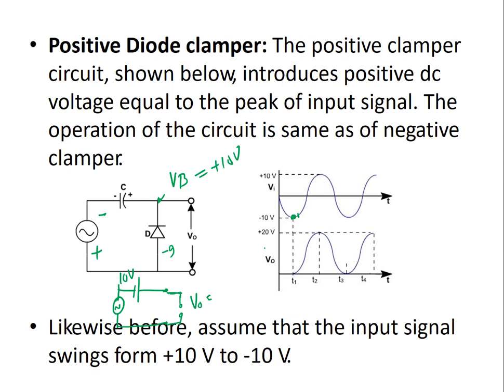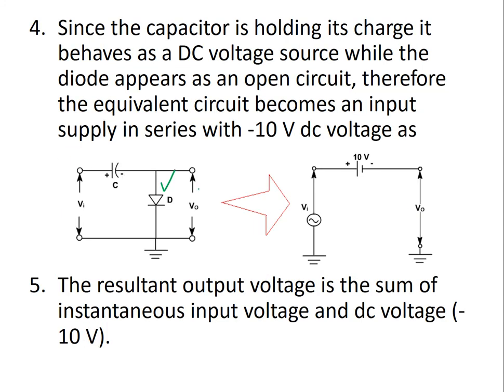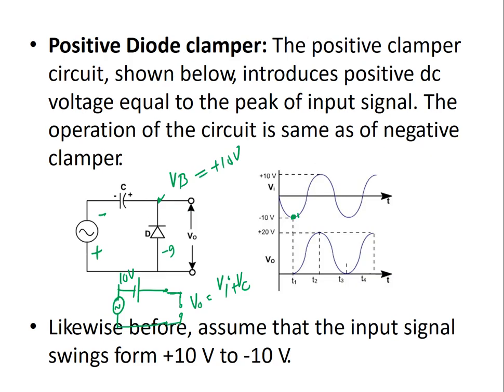So the output voltage, again in this case, will be VI plus VC. Remember, in the earlier case, due to the direction of the charging capacitor, our output voltage was VI minus VC. So in this case, Vout will be equal to VI plus VC.